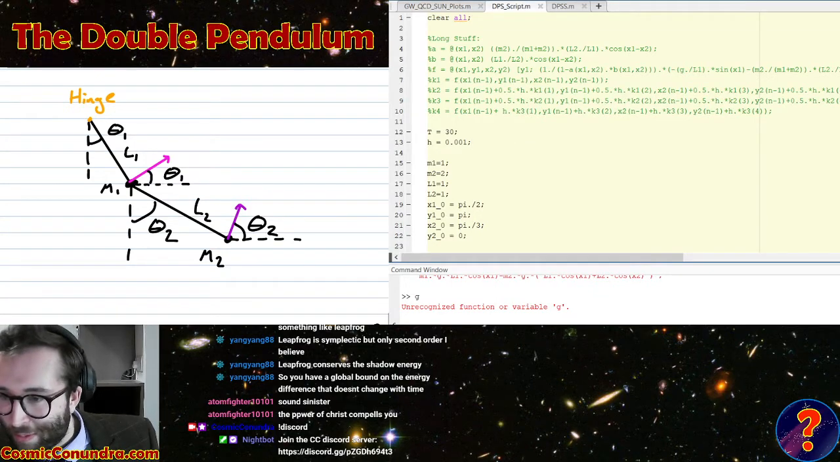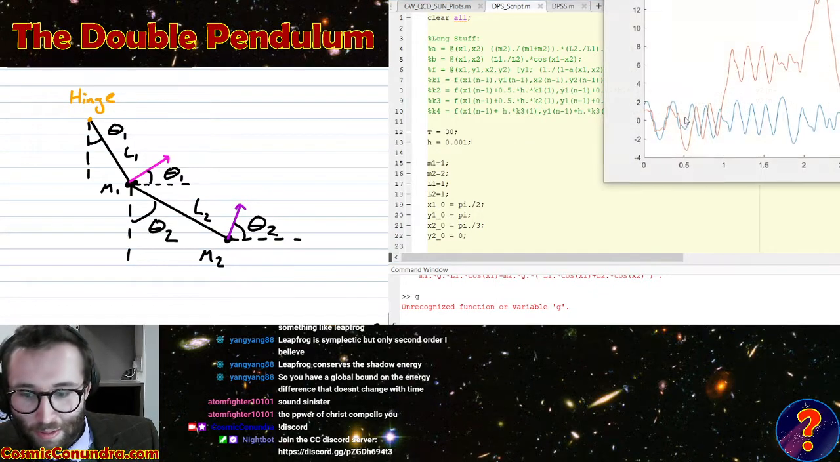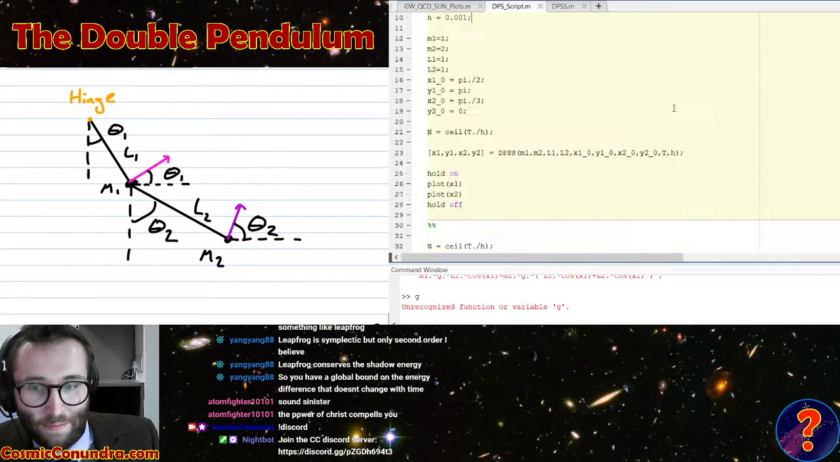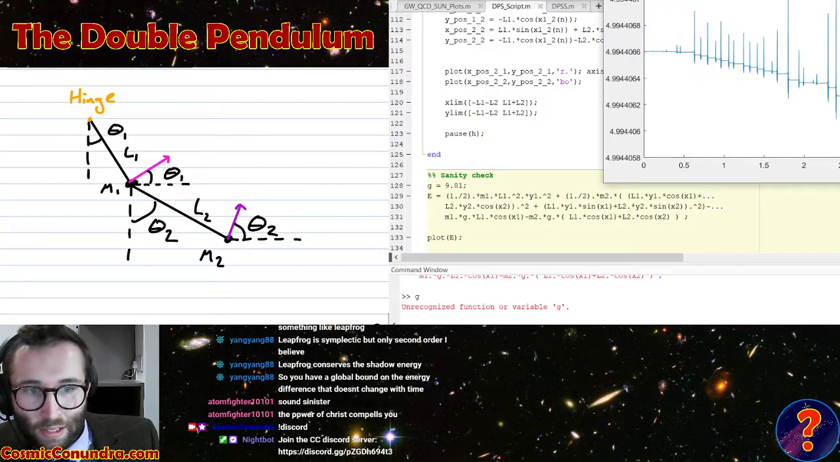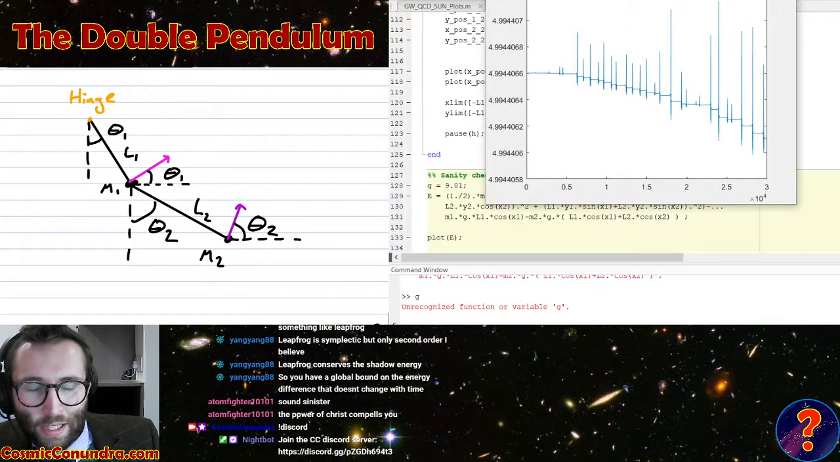Let's see what happens anyway when I decrease the time step by a factor of 10. So now the total energy. Ooh. Well, that's interesting. It stays flatter, of course, because the scale here is much smaller.